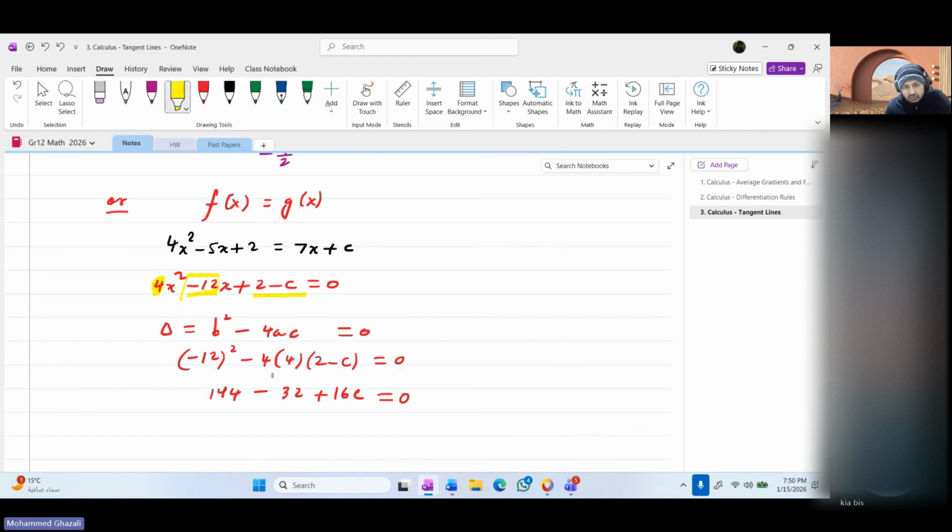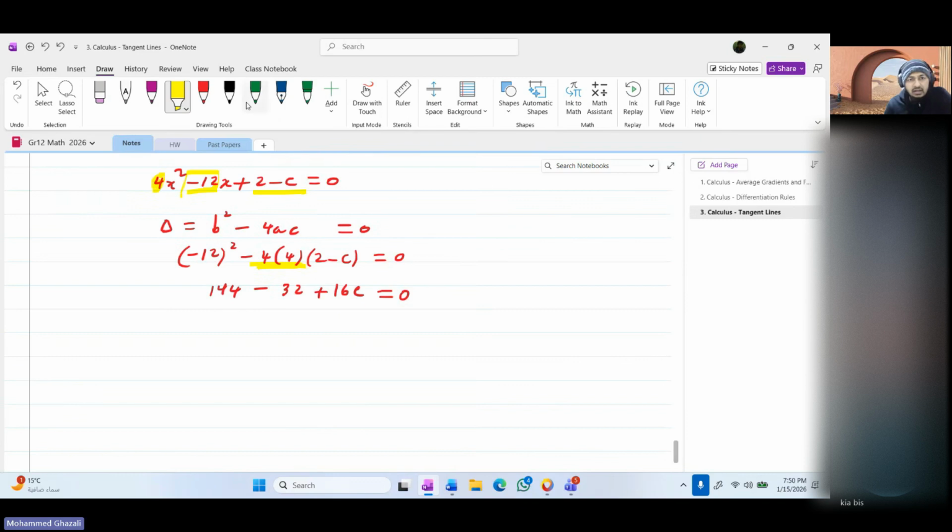Remember, I multiplied those two: 4 times 4 is 16. So minus 16 times 2 is minus 32, and minus 16 times minus c is plus 16c. Now solve. We got 16c equals 144 minus 32. I'm just going to do it on the calculator. 144 minus 32, I got 112. I'm going to take 112 onto the other side, so I'll get negative 112.